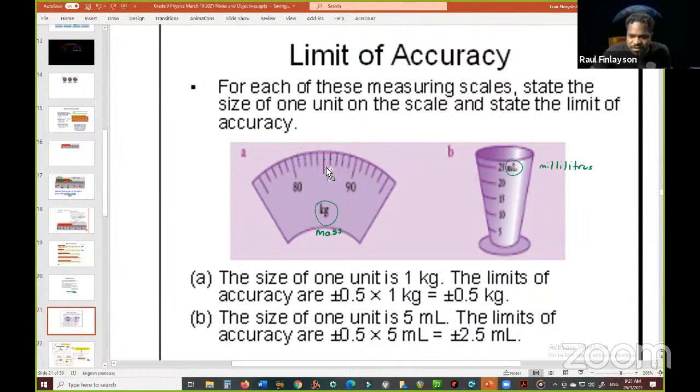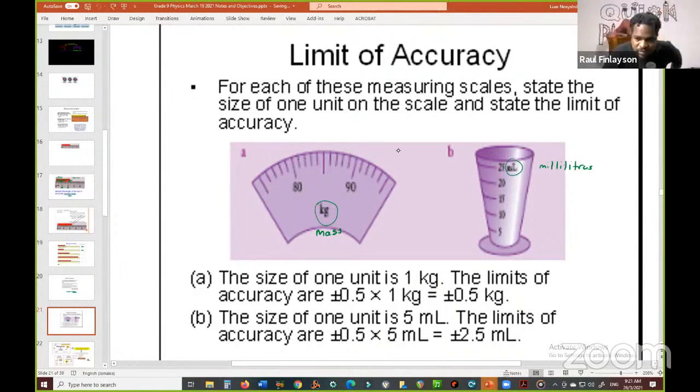We have to erase all of this. I'm misreading it, so never make that mistake. What we're doing here is simply trying to read this mass scale. This one is a little different because it's divided. It only goes up by 1.